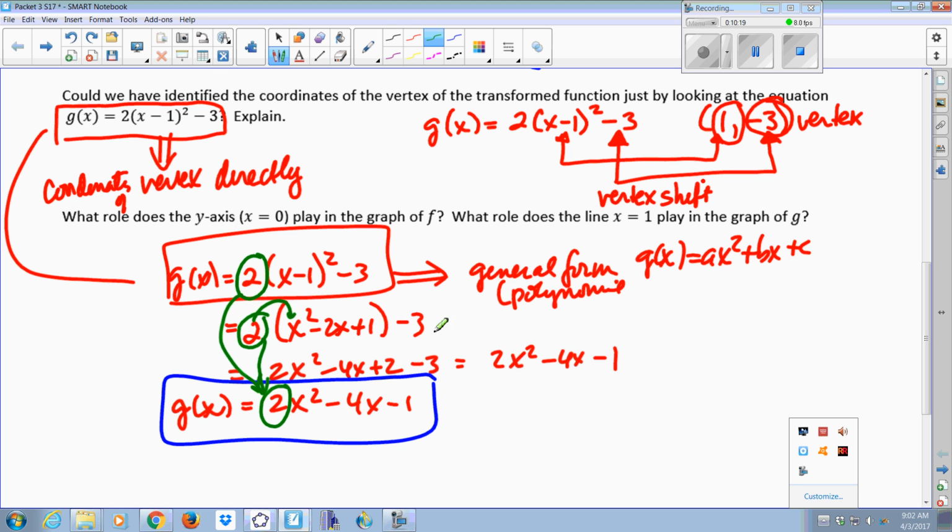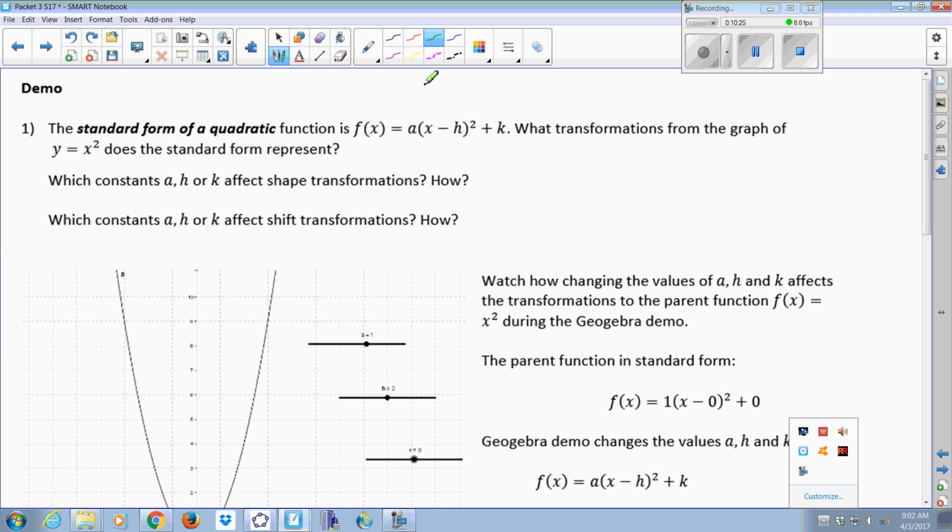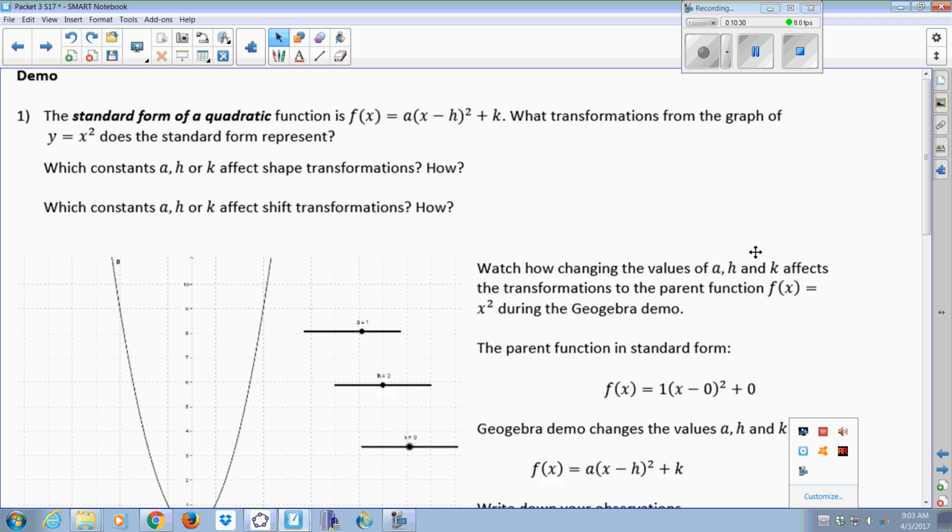Okay, so we're going to play around a lot with this idea today. All right, so let's take a look at the demo. And this is where your new language comes in. Remember, the general form, or polynomial form, looks like ax squared plus bx plus c. Now we have what several books call the standard form of a quadratic function. So you can get sort of all mixed up in the language. I don't know why they call it the standard form. I really like to think of this as the vertex form.